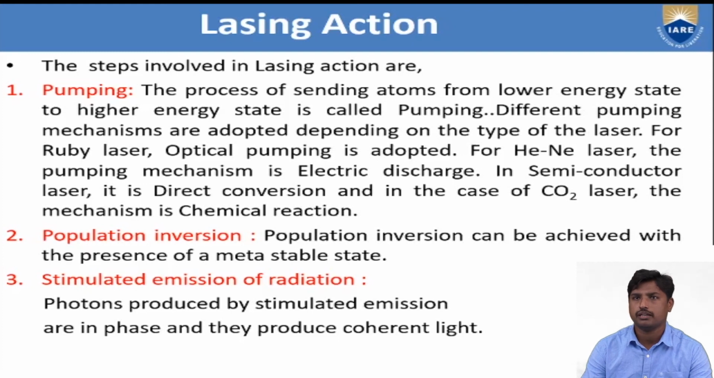Different pumping methods are used. In the ruby laser, we opt for optical pumping. For the helium neon laser, we opt for electrical discharge. In a semiconductor laser, it's direct conversion. These are the various types of pumping mechanisms we already discussed. Pumping is the process of sending atoms from the lower energy state to the higher energy state. Different pumping mechanisms are adopted in different types of lasers.